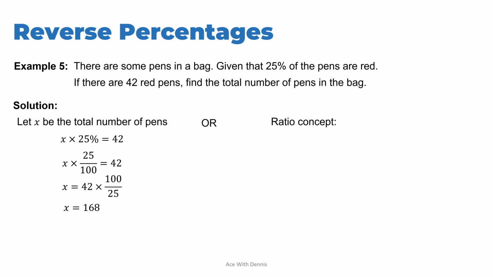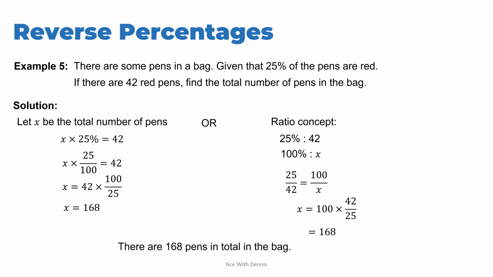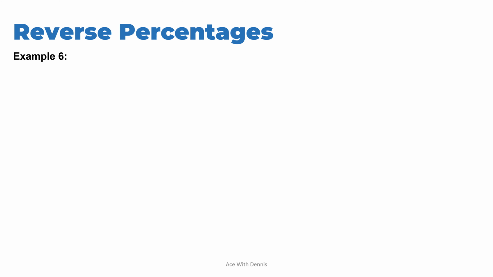Or we can apply the ratio concept where 25% is to 42, 100% is to x. Now we form the equation, which is 25 over 42 equals 100 over x. So x will be 100 times 42 over 25, and the answer is 168. So we can answer the question. There are 168 pens in total in the bag. Let's see one more example, example 6.